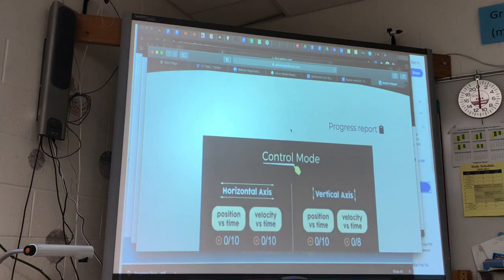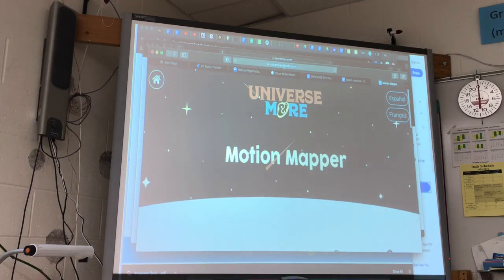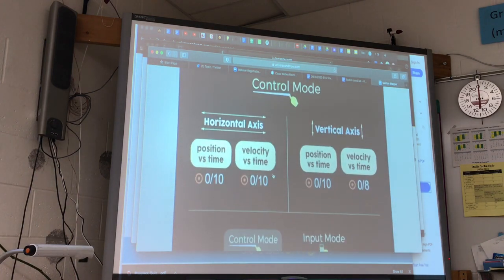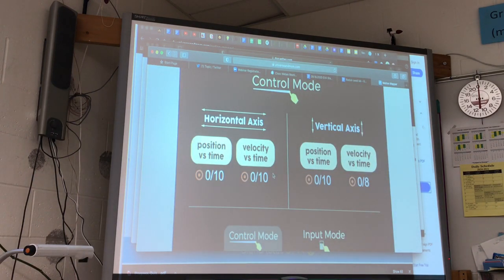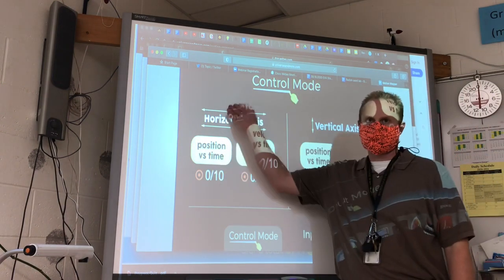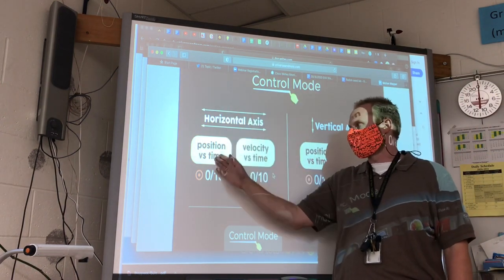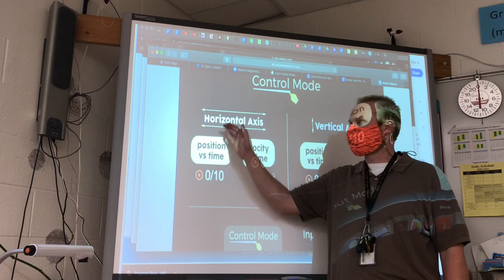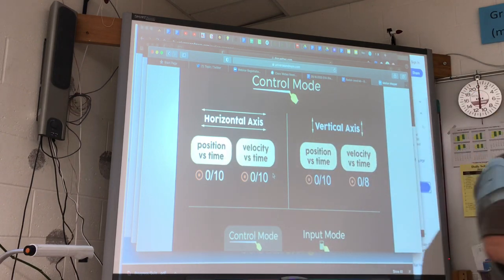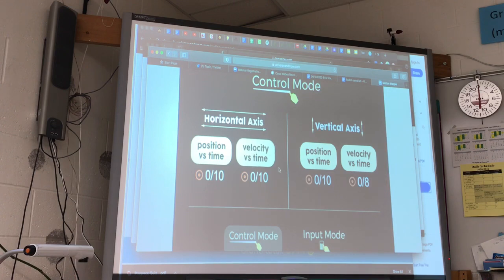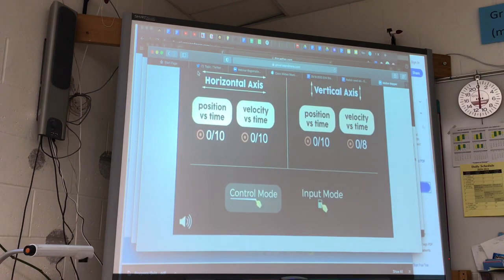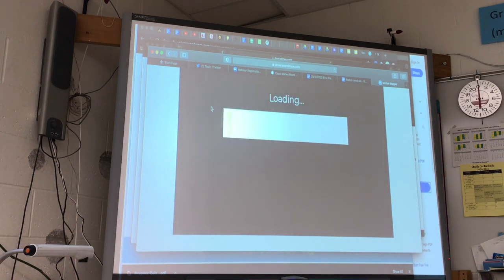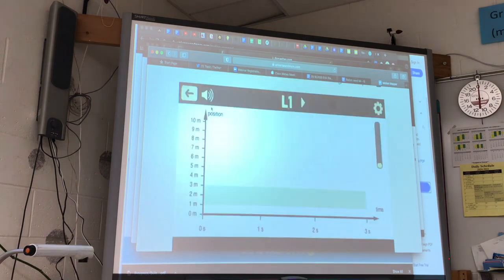Okay, so what you want to do is open the game, and they'll be linked, they'll open up this. Now there are different things you can do. We are only going to focus on the horizontal axis. Don't worry about vertical, and we're only going to do position versus time. However, there are two modes, and I want to make sure I show you both. So we want position versus time, and we were in what they call the control mode.